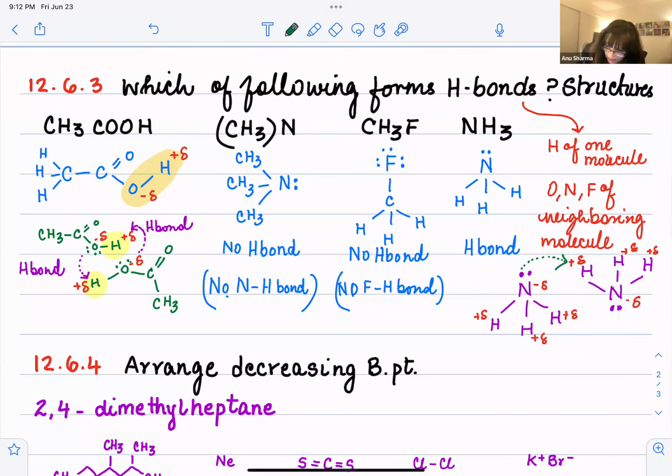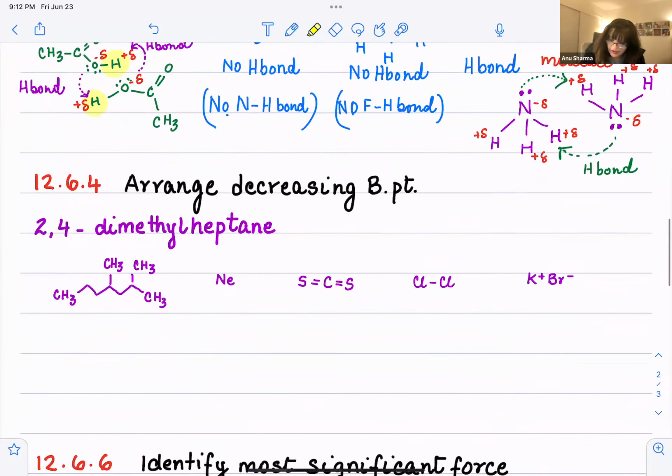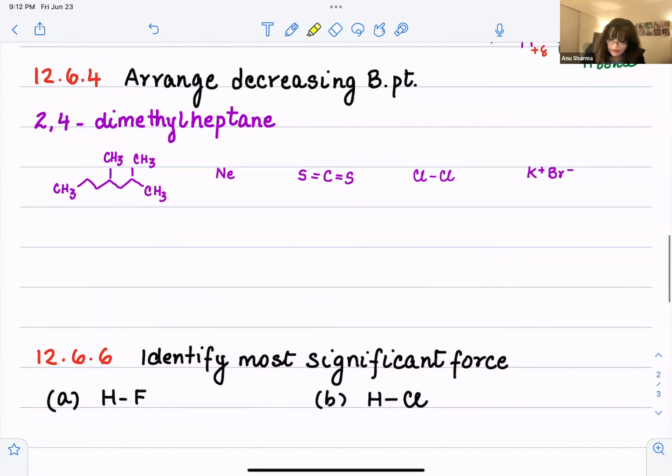And it's a very weak bond, okay? And then same is the case, this lone pair is given to one of the hydrogens. So that is the hydrogen bond. So it's very important to have that hydrogen present. Okay, it's always a hydrogen of one and oxygen, nitrogen, and fluorine of the other. Okay, so that's the hydrogen bonding. Then decreasing the boiling point.